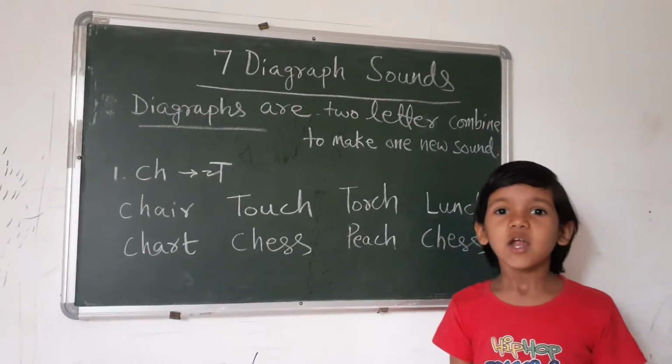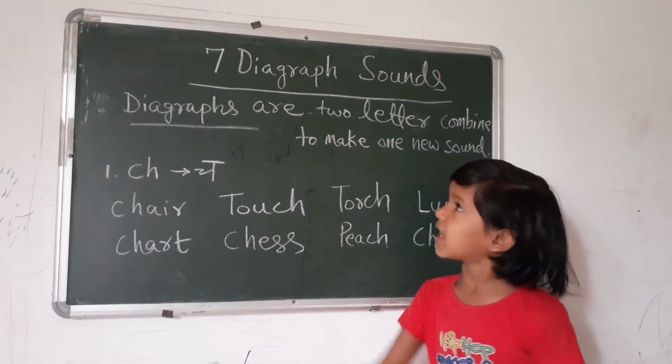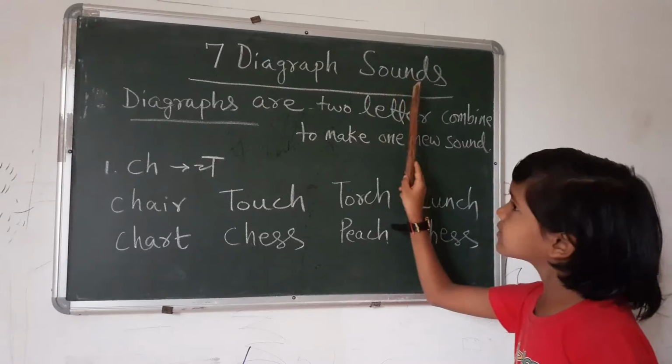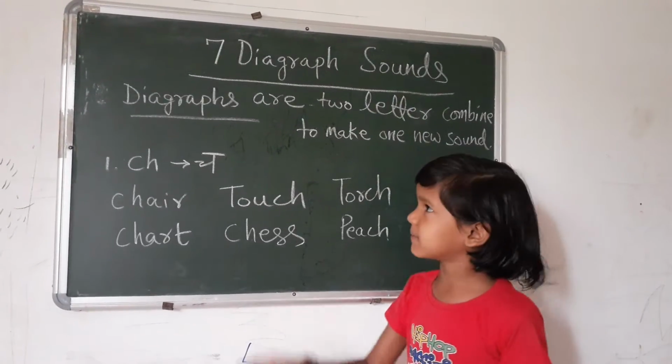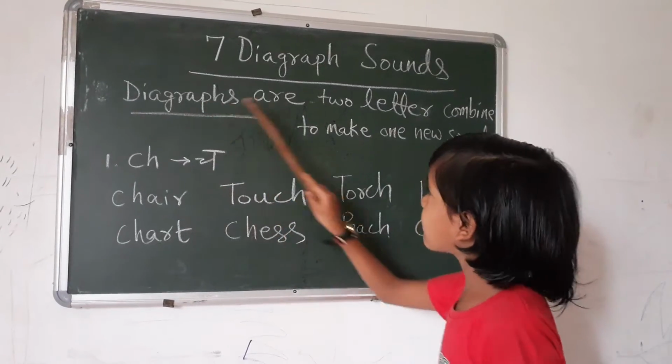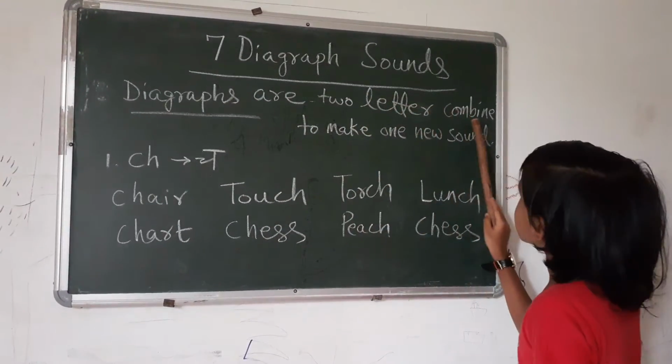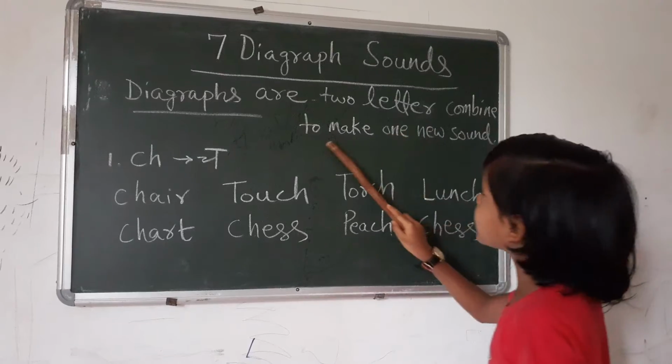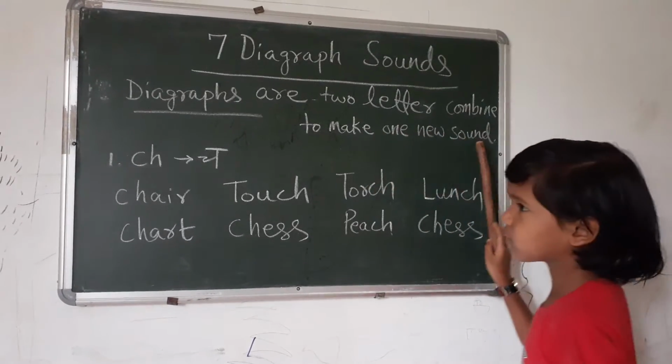Hello learners, today we are going to learn 7 digraph sounds. Let's begin. First we will know what digraphs are. Digraphs are two letters combined to make one new sound.